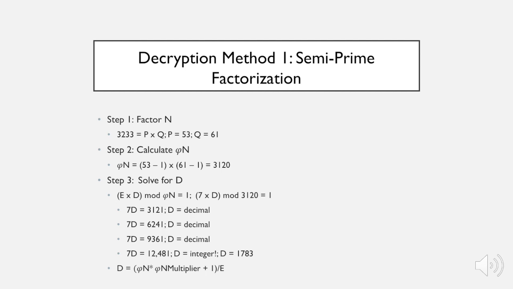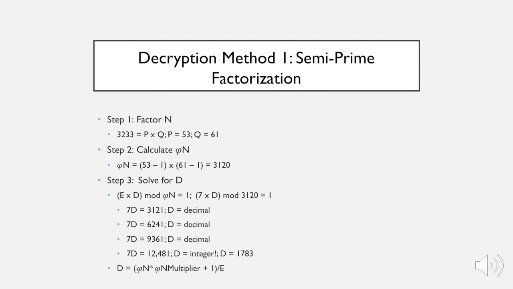For example, if e is 7 and phi n is 3,120, then the formula would be 7d mod 3120 is equal to 1, and thus 7d must equal 3121 for the relationship to work. Knowing this, the message interceptor can easily solve for d. If 7d is equal to 3121, then d is equal to 445.857143, and so on. D, however, must be an integer value, so the message interceptor must look for other modular relationships that will yield a remainder of 1.